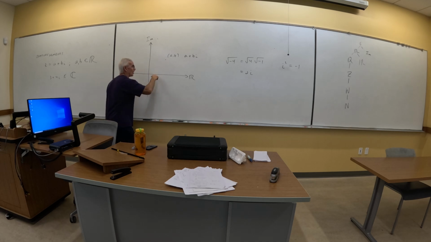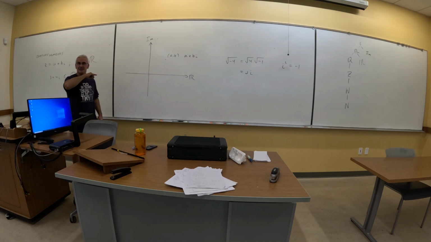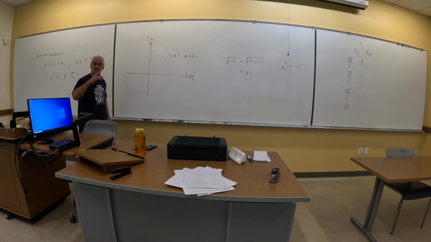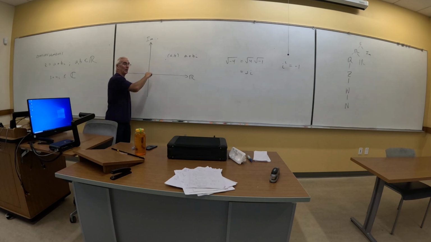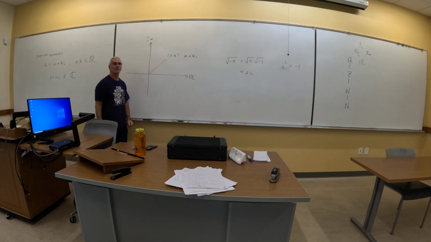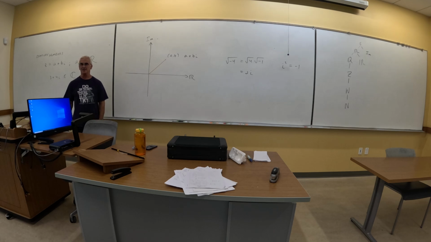Therefore, everything on this axis is of the form a comma 0, because it has 0 imaginary part. Everything on this axis is of the form 0 comma b, because it has no real part, and then everything else has both. Okay, that's the way numbers really are. So I'd like to find that distance. Now distance must be a real number.